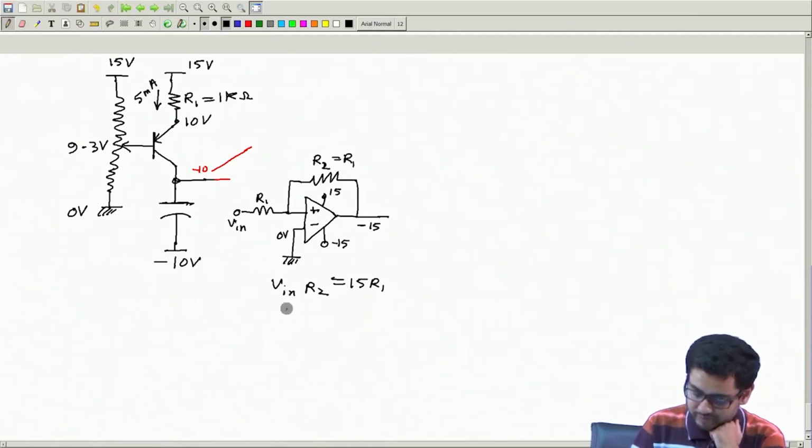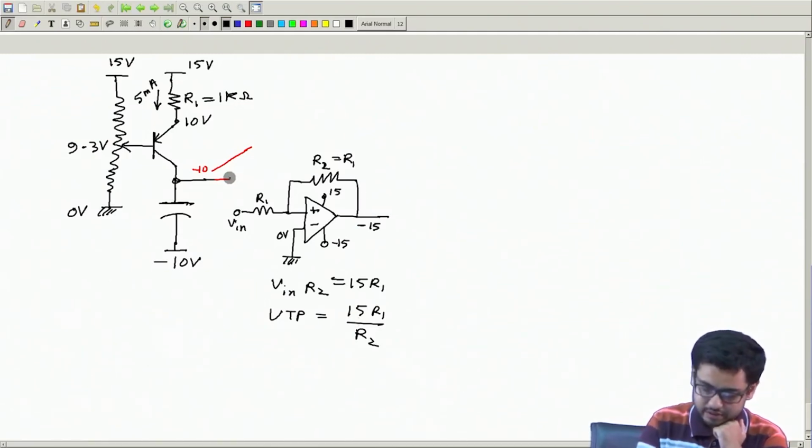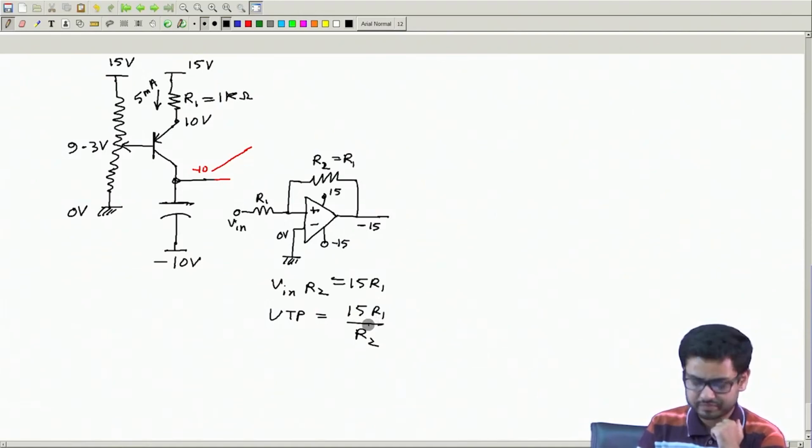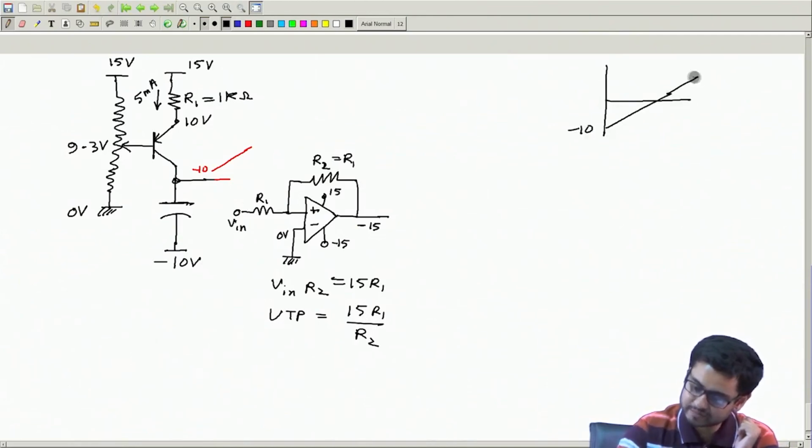From this I can write the LTP, this is the threshold for switching to positive. So upper trigger point is 15 R1 by R2. In this case the trigger point will be 7.5. But what I want is this. Suppose I want the ramp to vary from -10 to +10.